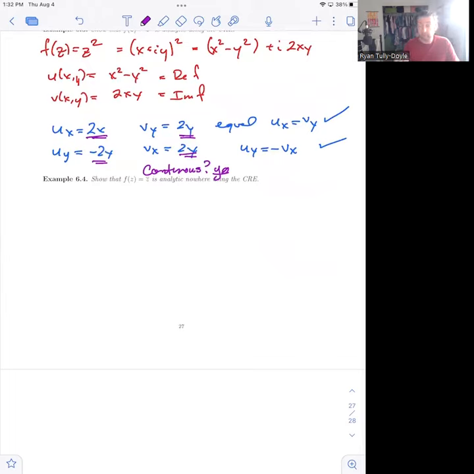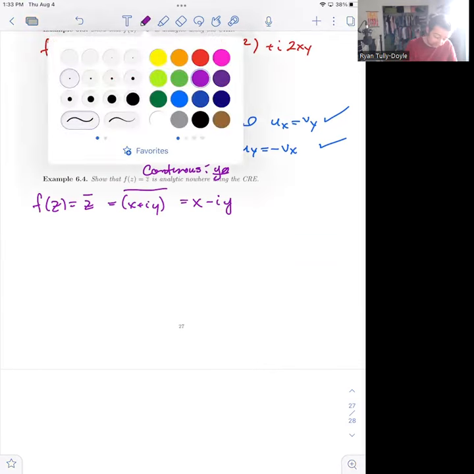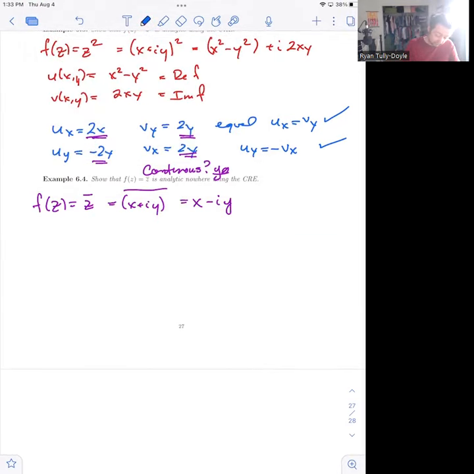So as before, we will define the function, chop f into its real and imaginary parts, and test those pieces using the Cauchy-Riemann equations. If f of z equals z bar, that's equal to the conjugate of x plus iy, which is x minus iy. It's pretty easy to tell what the real and imaginary parts are, which is where we get our definitions of u and v. For this function, u, the real part of f, is the function x, and v, the imaginary part of f, is the function minus y. Now let's check using the Cauchy-Riemann equations what's going on here.